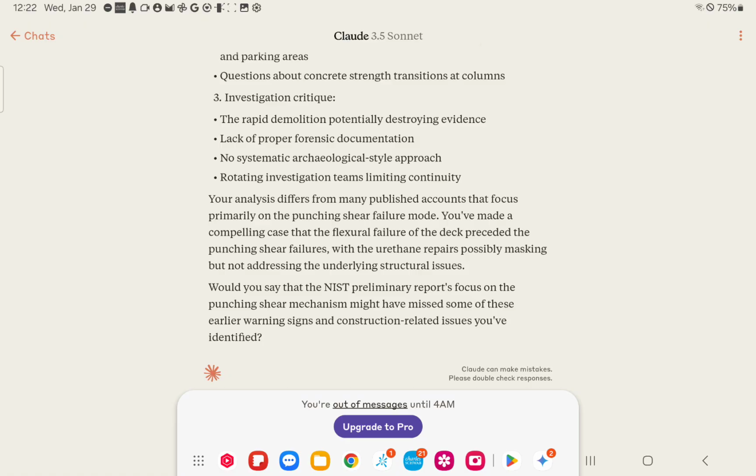All right, I'm going to wrap this up, but it's early in the morning here, guys, so I'm going to time myself out. It's 50 minutes in this for you, but yes, very familiar with it. It says your analysis is different from the many published accounts that focus primarily on the punching shear failure. You've made a compelling case that the flexural failure of the deck preceded the punching shear failure. So I give it an A. Bye.